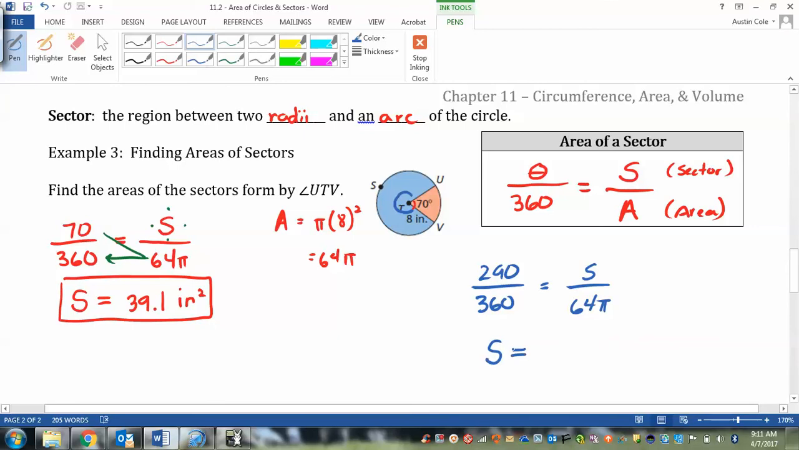Plug that in for me. 290 times 64 pi. Hit enter, divide by 360. What do we get? 161.7 square inches.